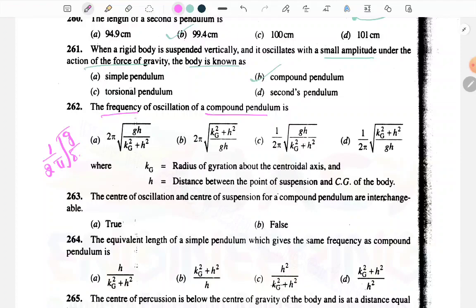So first of all, 1 by 2 pi, where is there? That one we have to see. And the numerator should be g. So g is there here. So the answer is 262, it is C. So like that you can check the answers.